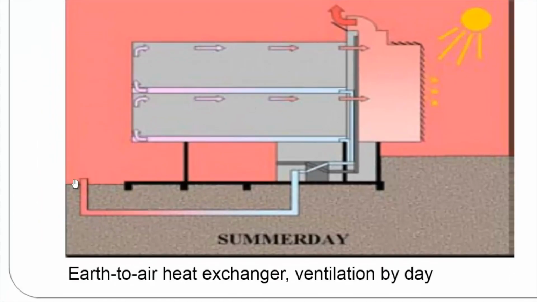This can be seen as a system where on a summer day hot air comes inside. The temperature outside, say for example, could be 35 degrees centigrade, whereas subterranean temperature could be 23 degrees centigrade. As the air flows inside, the air loses its heat to the ground and becomes lower in temperature. As it comes towards the building, it becomes cooler air.